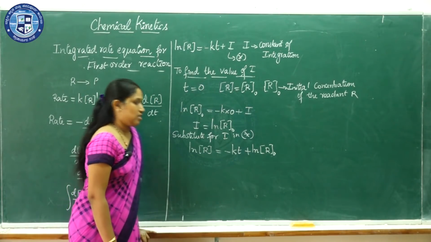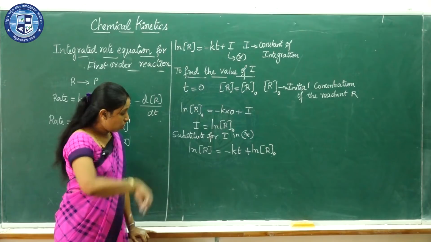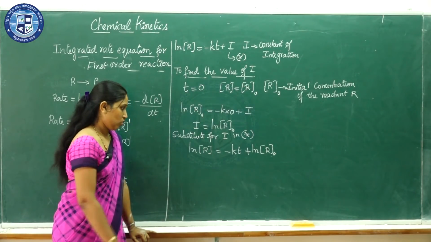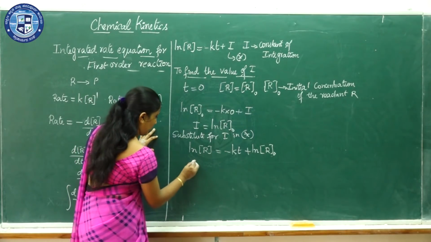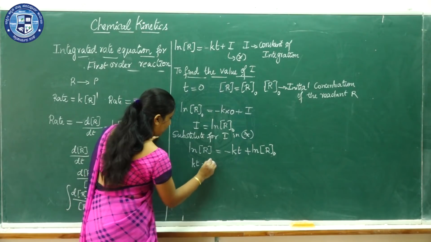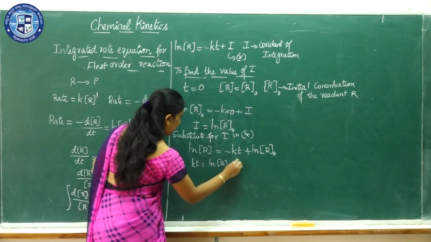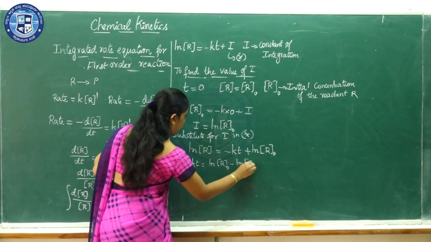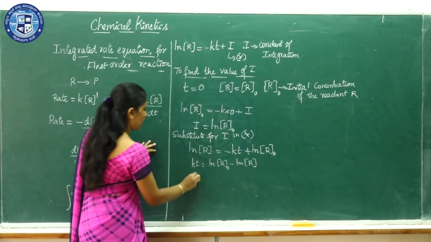So from this you can find what is K. Okay. So how do you find K now? We will do a bit of rearrangement. So this minus I will be taking to this side, it becomes kT, and this ln R naught, write it as such, minus ln R. Okay. Now what is K?